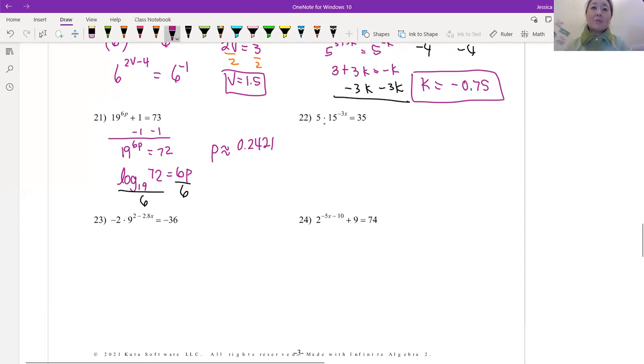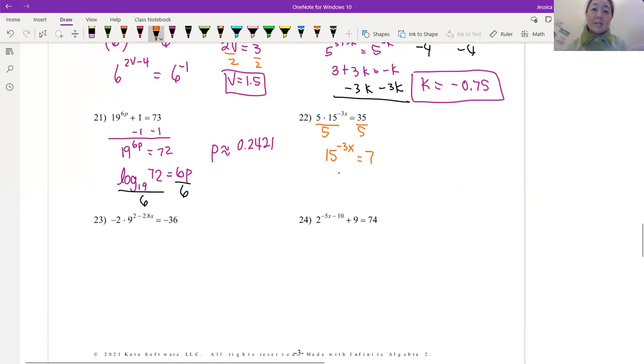All right, so let's try that for this one. Ooh, yeah, it doesn't look like I can have the same bases. So again, I'm going to just get the exponential by itself, so the 15 with the exponent. So I'm going to divide out this 5 first. So I got 15 to the negative 3x is equal to 7. Okay, I really can't have the same base now. Yeah, 7 is a prime number, and that's not going to work out.